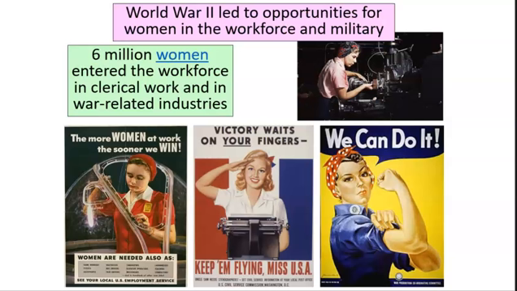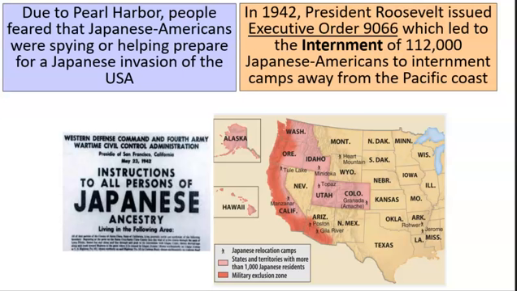Another major impact domestically is going to be a distrust of a certain segment of our population. A lot of people, especially on the West Coast, feared that a sizable Japanese-American segment of the population over there could potentially be disloyal. They could help the enemy or they could be spying. And although none were ever found to have actually done that, as a result, in 1942, shortly after the war begins, President FDR is going to issue Executive Order 9066.